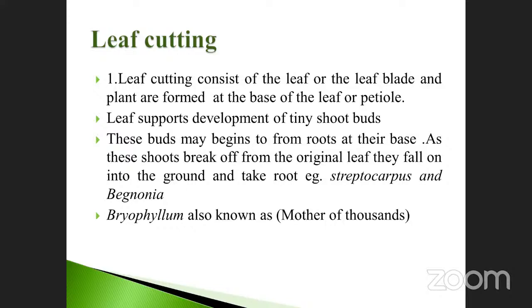Okay, and you take a root. Examples: Streptocarpus and Peperomia. These are the two examples given, and one more is very, very important. Bryophyllum is also known as mother of thousands. Why is it called mother of thousands? For example, any one of the Bryophyllum leaves produces more than 100 leaf buds, otherwise called shoot buds. That's why each one is considered a mother. That's why it has the name mother of thousands.